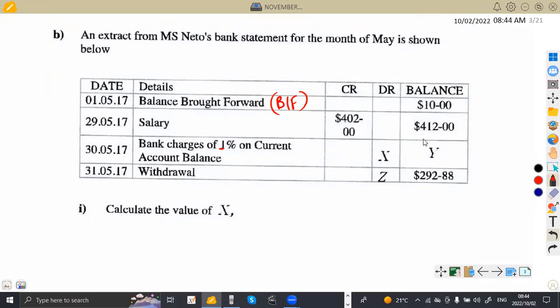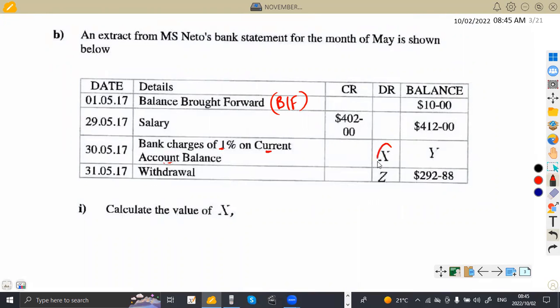So that is what we have. There's a 1% on the current balance. Then we've got Y there, then Z for the withdrawal. So this is the withdrawal. Then we ended up with this. Okay, the first question is: calculate X.